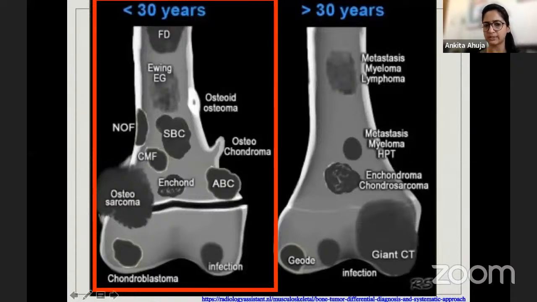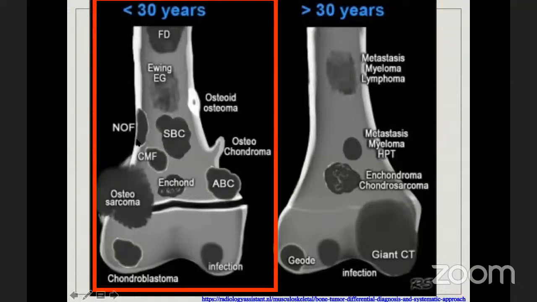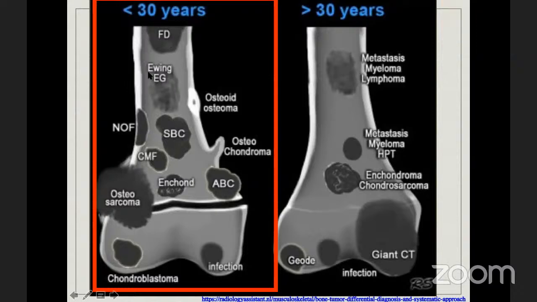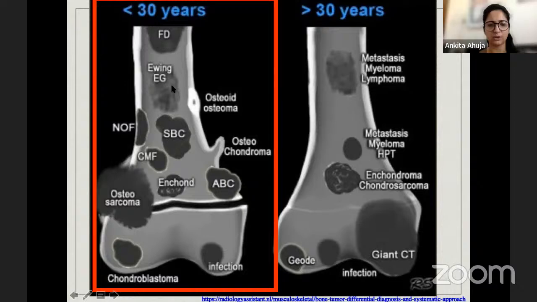So we are going to focus on this side of the chart. If the lesion is in the epiphysis, your diagnosis would usually be limited to very few differentials, which would be chondroblastoma or infection, right? If the lesion is in the metaphysis, then you can think of whether the lesion is aggressive or non-aggressive: osteosarcoma, ABC, NOF, CMF, or enchondroma. Again, if you move down to the diaphysis, you might think of SBC, FD. If it's aggressive, then Ewing sarcoma, eosinophilic granuloma.